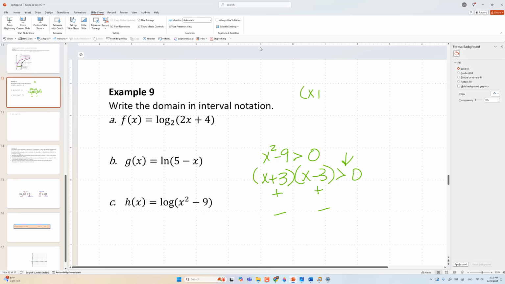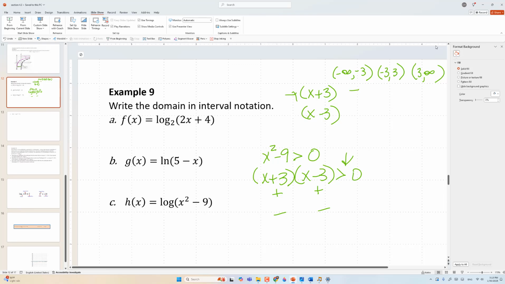So if you set up a little chart with the factors, x plus 3 and x minus 3, and you think about where the zeros are: from negative infinity up to negative 3, that's when the function changes signs, because at negative 3 the function is 0. And then from negative 3 to positive 3, because it changes sign again at positive 3, and then from 3 to infinity.